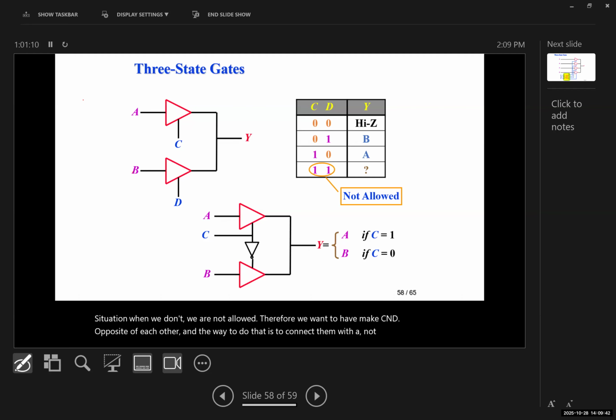In this scenario, Y is equal to A if C is equal to 1, and Y is equal to B if C is equal to 0. Now, what does this look like to you? Perfect. This is a multiplexer. This is a 2-to-1 multiplexer. C is our select, and A and B are the inputs, and Y is the output. So this is going to be a 2-to-1 multiplexer. This is I0, this is I1, and C is our select, S.